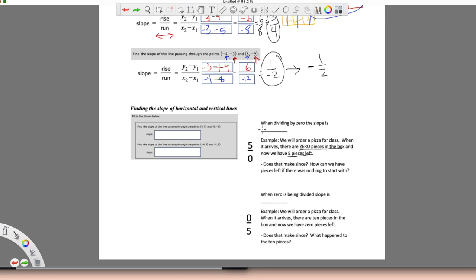So this is what we call undefined. And that's any time that we are dividing by 0. So if we end up having 0 in the bottom of our fraction, it's undefined. And this is an N, not an R. All right, so now let's read the second example.